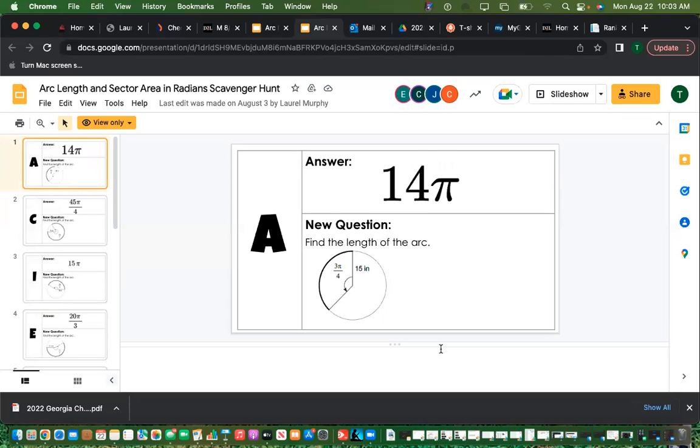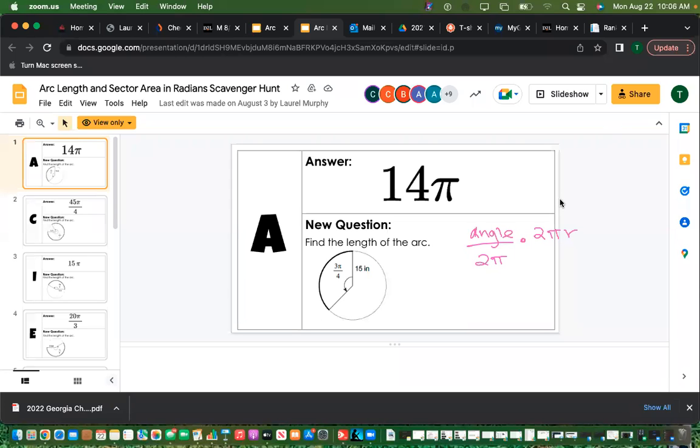So on your paper, it says find the length of the arc. So what formula am I going to use? The angle divided by 2 pi times 2 pi r, right? And I'm going to substitute in the information that they give me. I'm going to pause the video and I want you to try.